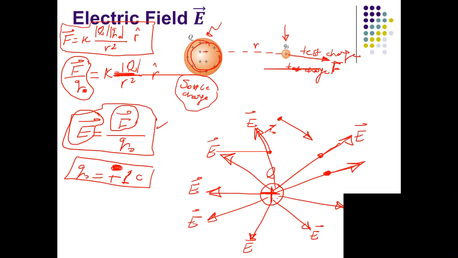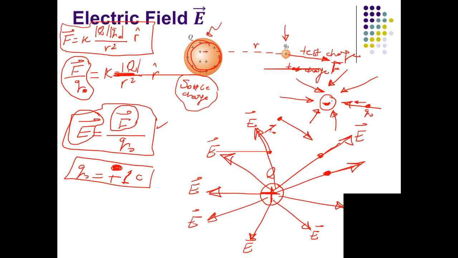The question is, what if the source charge was negative? Well, if we have a negative charge, the electric field will be toward it. The reason is because if you put a test charge at any location around this negative charge, that test charge will go toward the negative source charge. So if I put a test charge here, Q0, because Q0 is positive and because this charge is negative, of course there will be a force that tries to bring the test charge close to the negative charge.